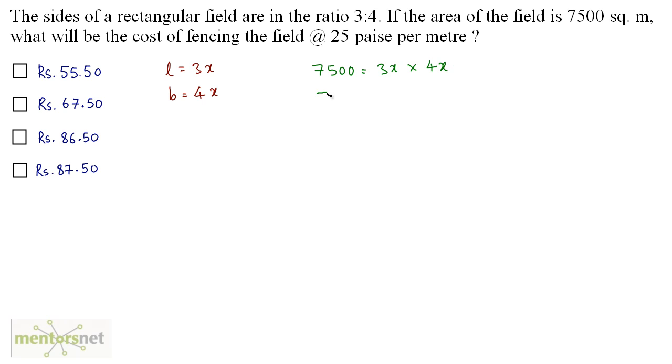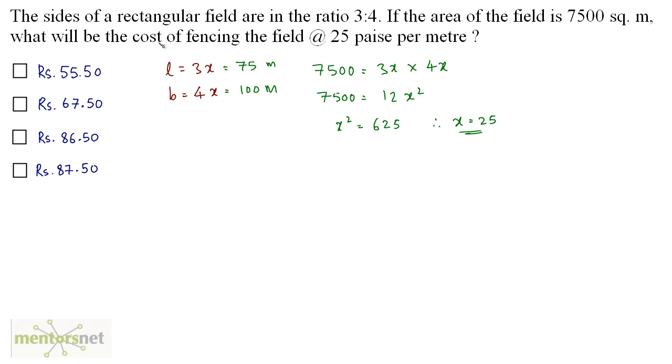So I have 7,500 is equals to 3 4s are 12 and x times x is x square. So x square is equals to 7,500 divided by 12, and that is equals to 625. So therefore x is equals to under root of 625, and that's 25. So length is 3 times 25. So 25 times 3 is basically 75, and 25 times 4 is 100. So length is 75 meters and breadth is 100 meters.